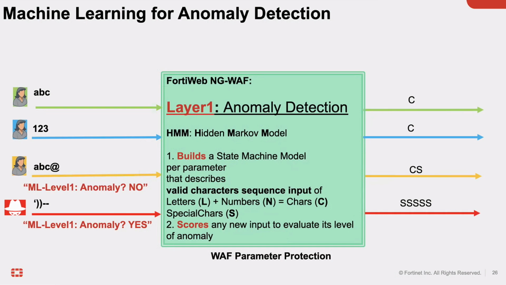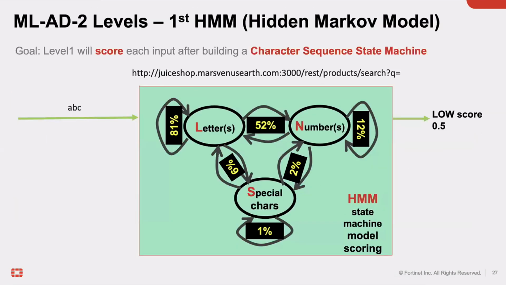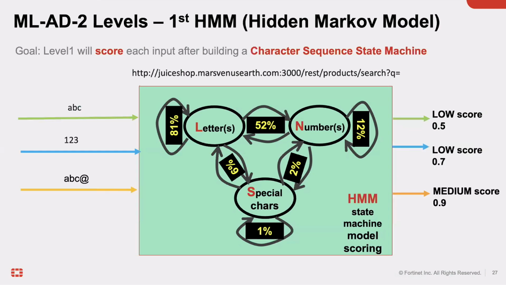Now, applying the hidden Markov model. The hidden Markov model predicts something based on observing states. So FortiWeb knows that we have a combination of letters, numbers, and special characters in this parameter value. And it built this model telling that if you see a letter, and given the fact that the next character is going to be a letter, then the probability is 81%. That's more. Now, if it's going from a letter to a number, the probability is 52%. And from number to number, it's 12%.